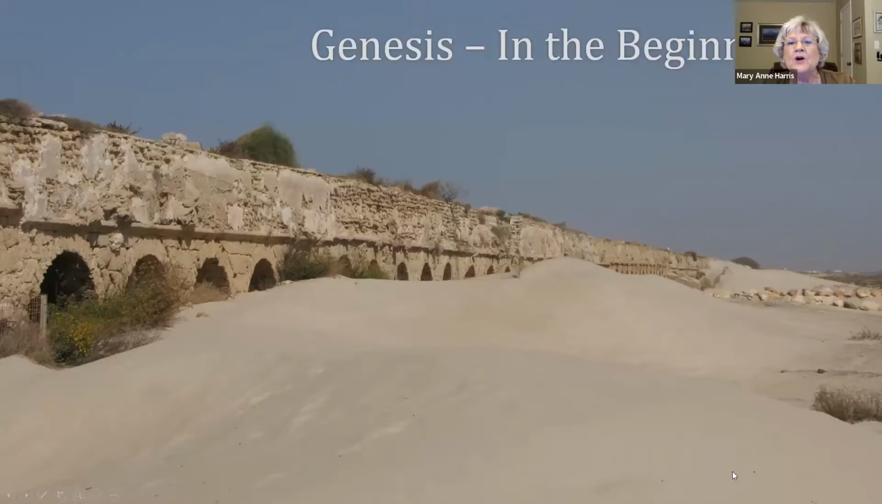All righty. What you are looking at here is a picture of the Roman aqueducts that are still there in Israel. On the left-hand side of the aqueduct is actually the Mediterranean Sea, but these were built thousands of years ago and they're still there, and with a little repair work, apparently they would still work.